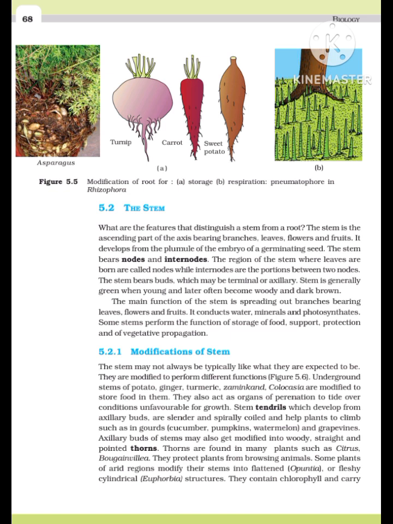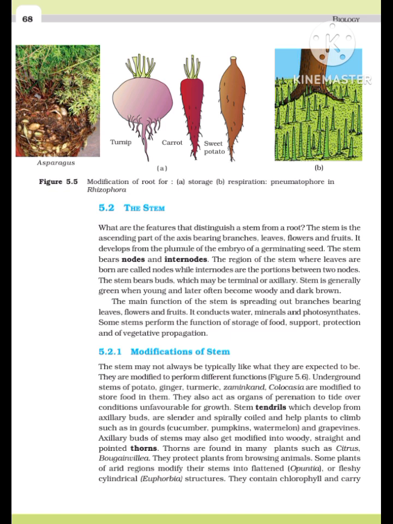5.2.1 Modifications of stem. The stem may not always be typically like what they are expected to be. They are modified to perform different functions, figure 5.6. Underground stems of potato, ginger, turmeric, zaminkand, colocasia are modified to store food in them. They also act as organs of perennation to tide over conditions unfavorable for growth. Stem tendrils, which develop from axillary buds, are slender and spirally coiled and help plants to climb, such as in gourds, cucumber, pumpkins, watermelon, and grapevines.